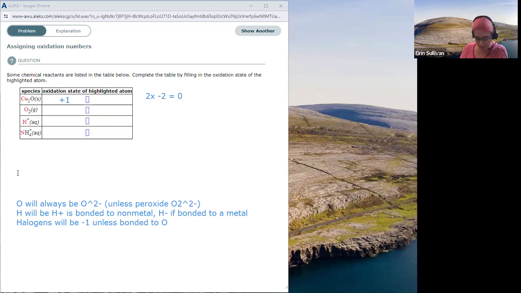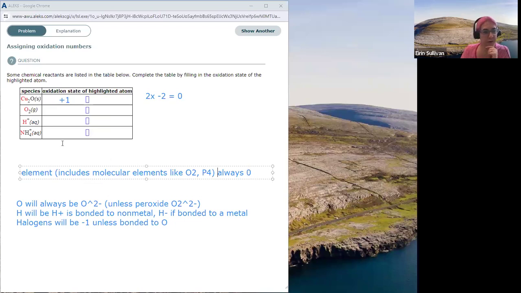Ooh, one more thing I forgot to mention. If we have an element, and that includes elements that are naturally found as molecules, like O2 or P4, there's no charge associated with an element. It's going to be neutral, always 0 for the oxidation number of an element if it's just on its onesies, okay? Even if it's bonded to itself, I still count that as being on its onesies. Okay, so O2, the oxidation number is 0.